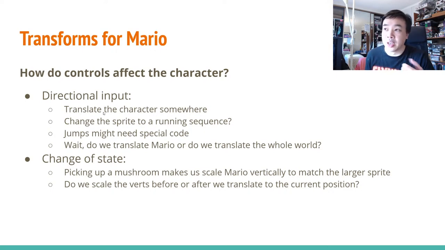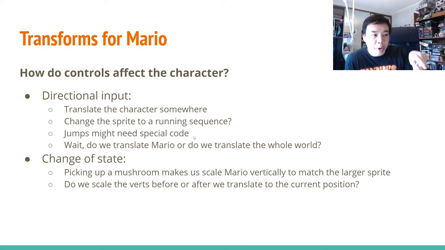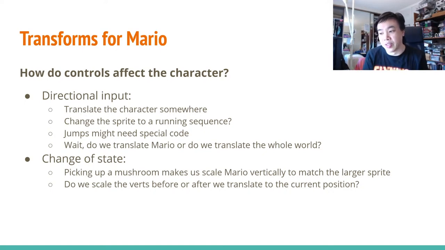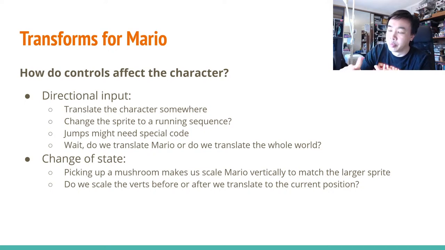Is the up button being held down? Actually, it's not up, but I think there's a specific jump button for Mario, not up. Other games will have up as their jump button. But do we change the sprite when that's happening? So if we're translating the character, do we change the sprite to a running sequence? Jump might need special code where we are tracking a kind of parabolic arc of movement or something like that, and we'd be doing our translations based on that. So at the same time as we're translating objects around based on movement, we'll also be changing the sprites based on the state of the character.